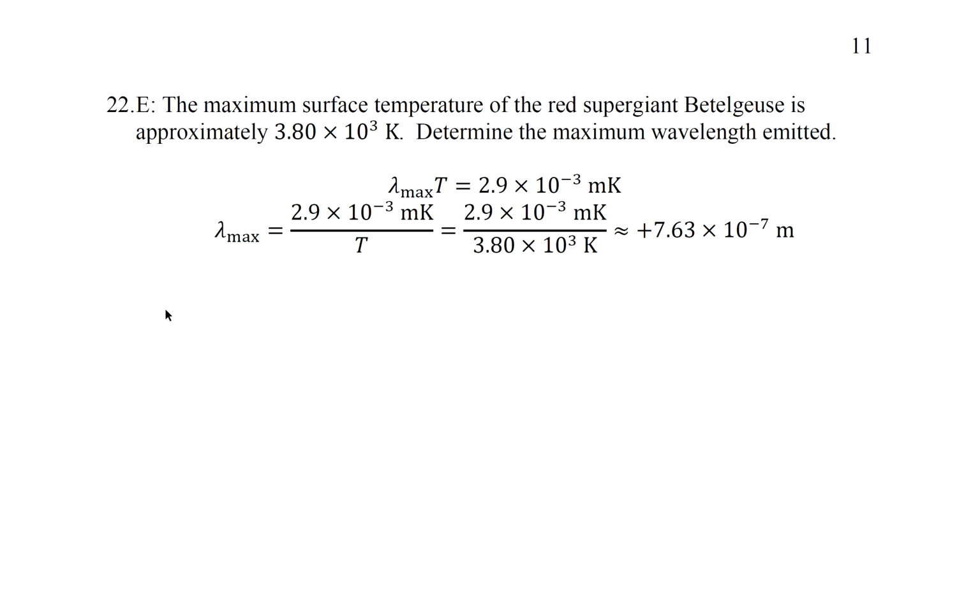Question 22. The maximum surface temperature of the red supergiant Betelgeuse is approximately 3.8 times 10 to the 3 Kelvin. Determine the maximum wavelength emitted. So use the same equation, solve for lambda.